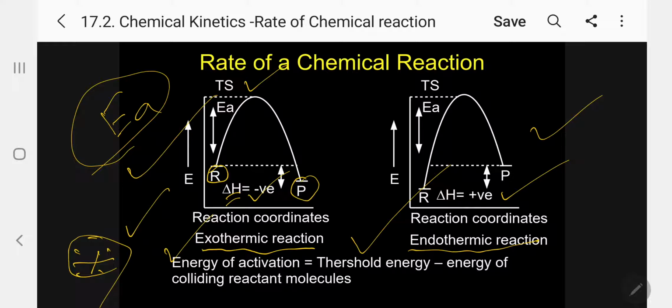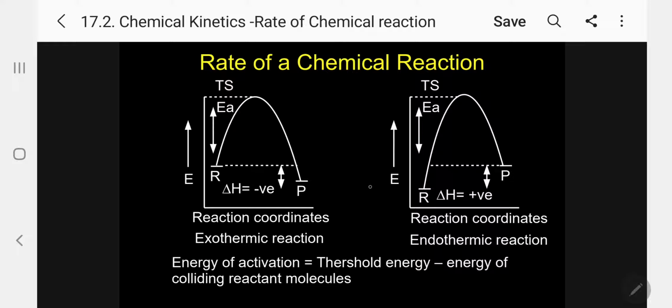Kindly follow. Then we can know what energy of activation is: the total threshold energy minus the energy of the colliding reacting molecules. This is the most important thing, you must understand. Only molecules having the energy of activation cross over the energy barrier, and after getting the threshold energy, are converted into products.